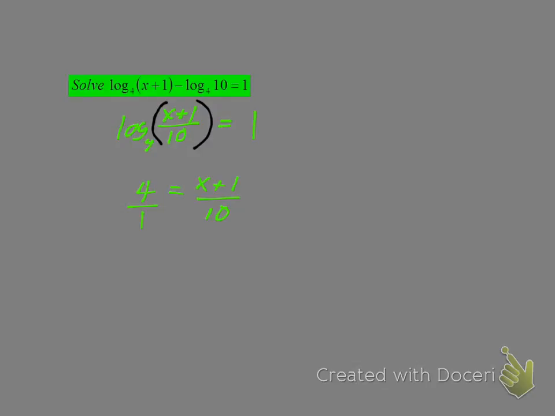Cross multiply. Okay, so 4 times 10 this way gives you 40. 1 times x plus 1 gives you... Okay, pause, watch. Hold up. If this was any number besides 1, what would you have to do here? Distribute. Okay, so just be careful with that. So 40 equals x plus 1. Subtract 1, x equals 39. There you go.